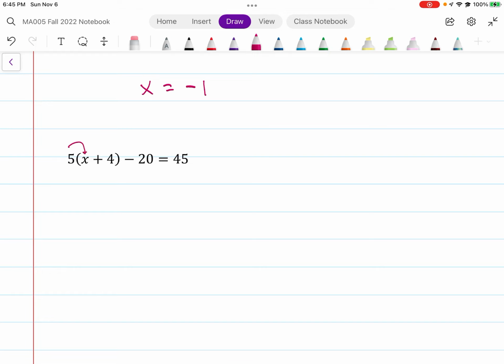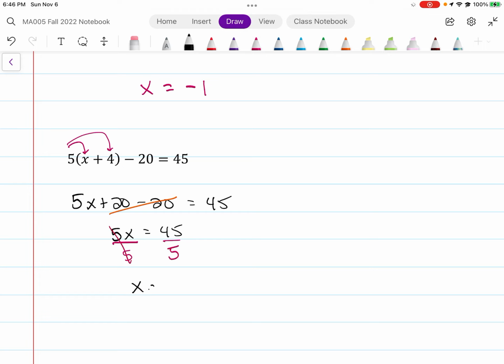All right, so I've got 5 times x and 5 times 4. So I get 5x plus 20. Oh, look at that. Minus 20 equals 45. So my plus 20 minus 20 goes away, and I get 5x equals 45. So now I'm going to divide both sides by 5. The 5's go away, and I get x equals 9. Again, you could check any of these that you'd like to check.